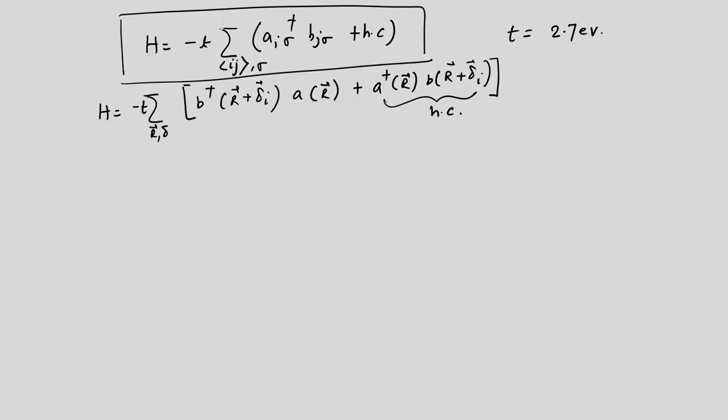And again, in keeping with the notation that we have talked about earlier, b† will create an electron at the B site, with B sublattice, with the site R plus δ_i, and a(R) will annihilate an electron at site R belonging to the A sublattice. And just to make sure that each A sublattice has a neighbor as the B sublattice and vice versa. Okay, and there is a sum over all these δ_i, and there are three neighbors as we have said. Okay, so now because this Hamiltonian has translational invariance, we can do a Fourier transform.